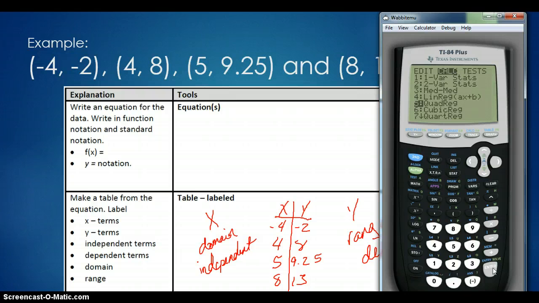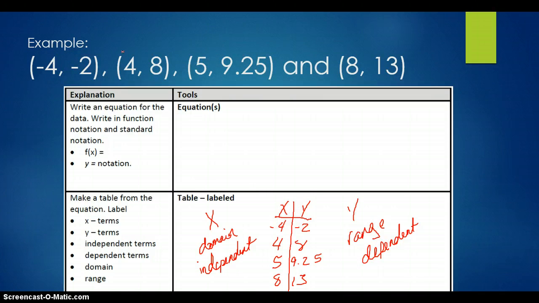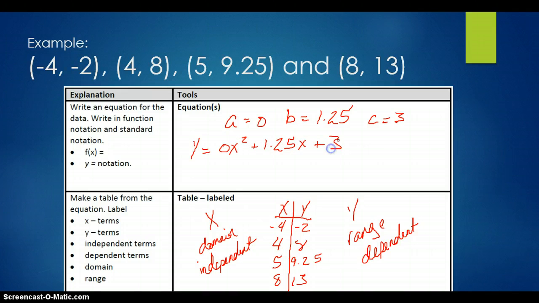Quadratic is a parabola, but if this data set is a linear function, then a is going to be 0. If it is a parabola, a is going to be some other number. So I've got a equals 0. Let's write this down, and once again you should be following along with me. B equals 1.25 and C equals 3. So that means y equals 0x squared plus 1.25x plus 3.